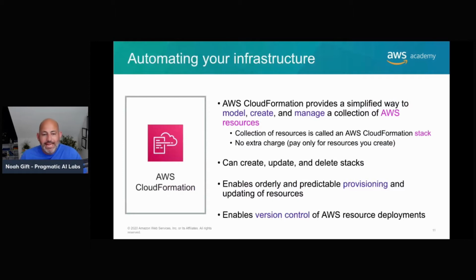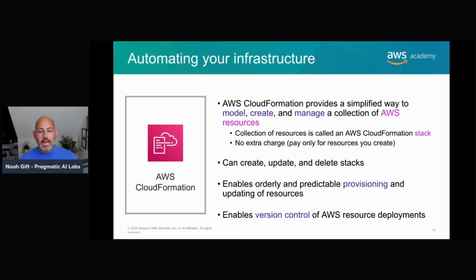In general, with AWS, probably one of the more straightforward ones to automate is with a service called AWS CloudFormation. This provides a simplified way to model, create, and manage a collection of AWS resources, and they come up inside of a stack. You don't have to pay for CloudFormation. And actually, it comes with a lot of the automation tasks, and you can go ahead and see what actually occurred.